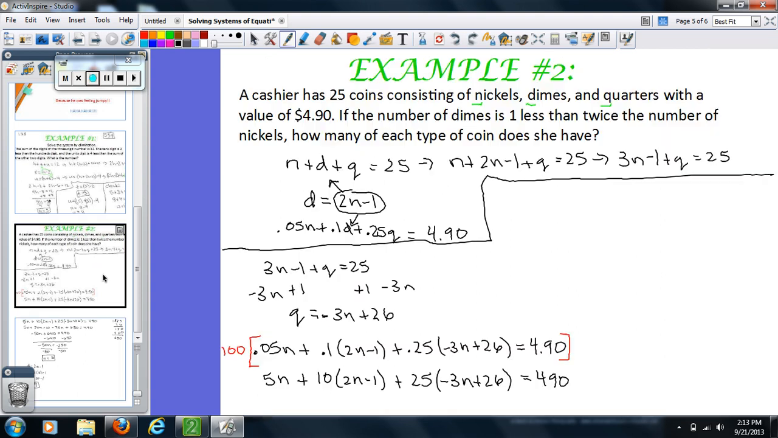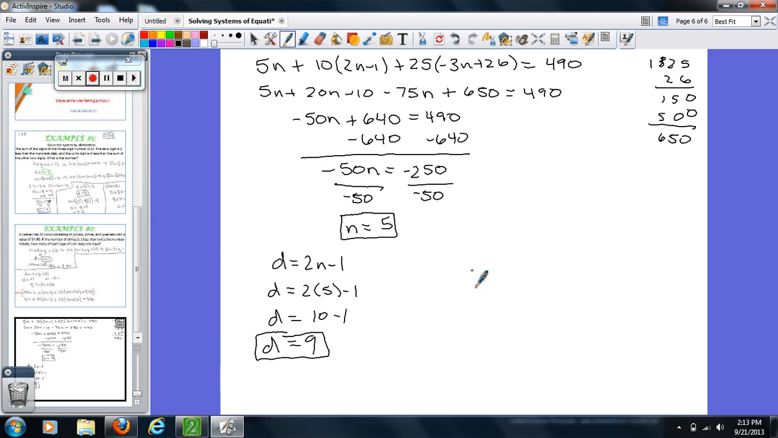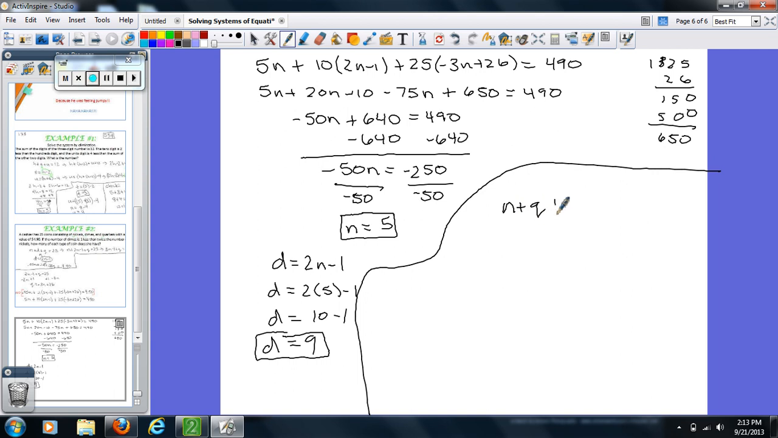And then for quarters, we know that n plus q plus d equals 25, and our n is 5, our q we don't have, and our dimes are 9, equals 25. 9 and 5 is 14, plus q equals 25. Subtract 14 from both sides, and you're going to get q equals 11.